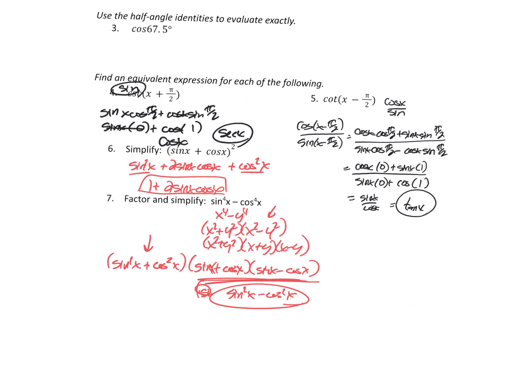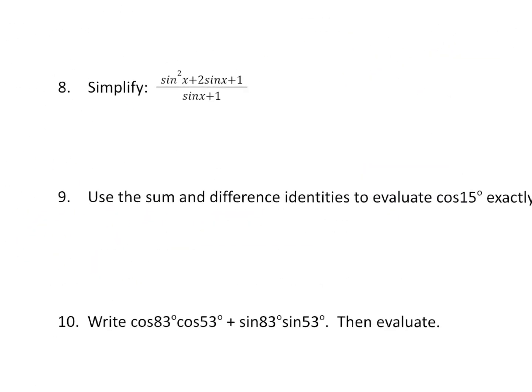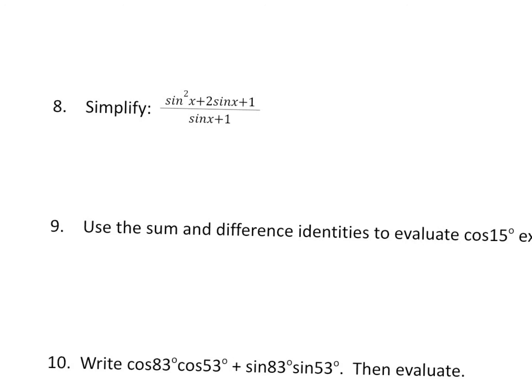Number 8, let's go to the next slide. There it is, number 8, simplify again. My numerator, pretend like I said this, x squared plus 2x plus 1. And think about how you'd factor that. What factors of 1 add up to be 2? It'd be x plus 1, x plus 1.